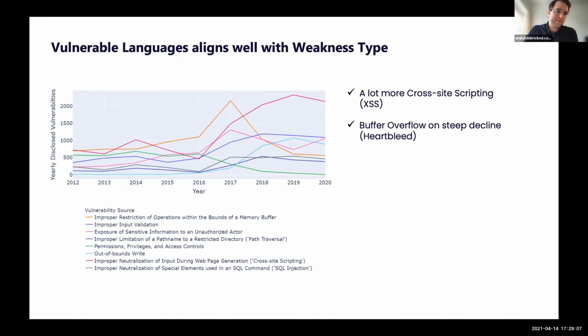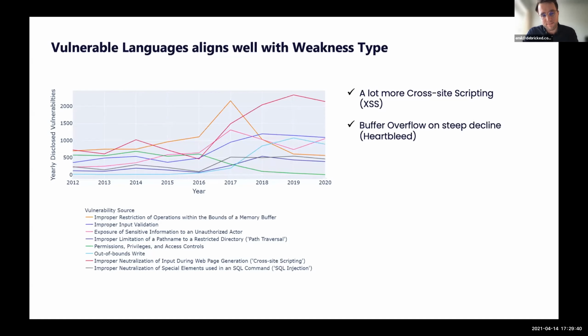From this larger disclosure of vulnerabilities, we can see that there's been quite a shift in what type of vulnerabilities and what weaknesses are being disclosed. In this graph, you can see how many vulnerabilities of each weakness type are being disclosed yearly. And we can see the pinkish-red one trending upwards at the top, which is cross-site scripting.